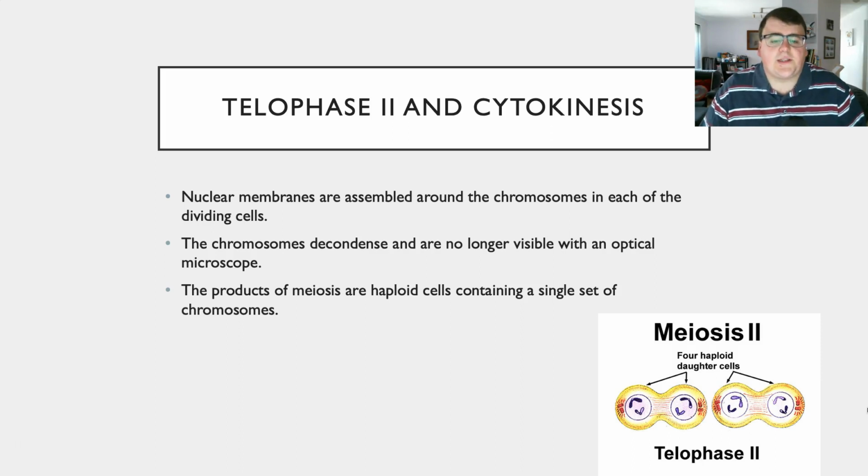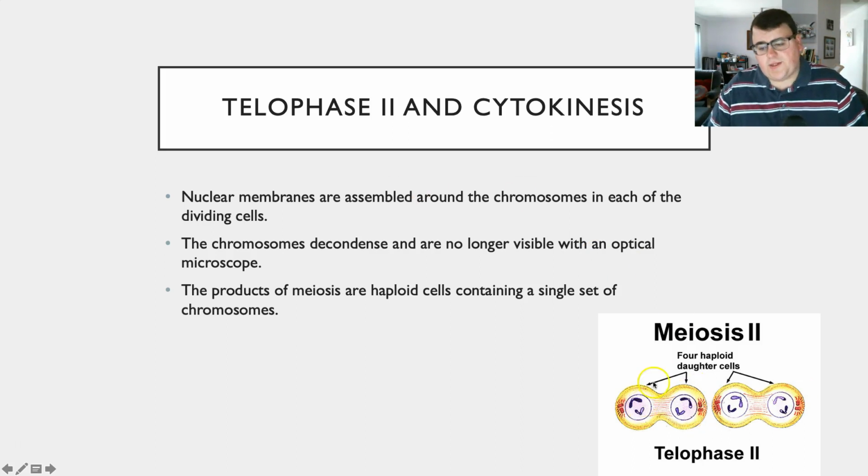The products of meiosis here are haploid cells containing a single set of chromosomes. So we've actually ended up, because meiosis 1 splits into 2 cells, and each of those cells then goes through meiosis 2, with 4 daughter cells that are all haploid at the end.